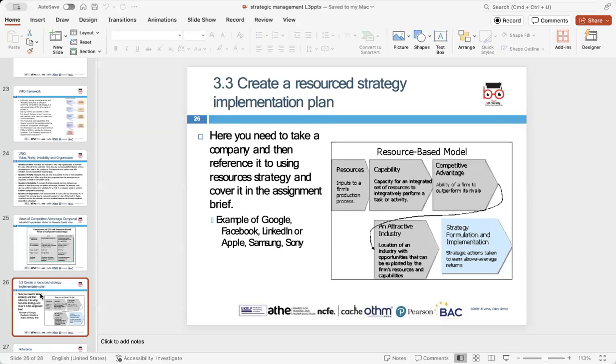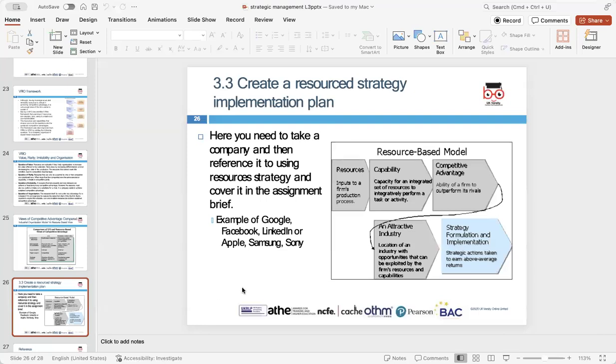So, create a resource strategy implementation plan. To implement a resource-based strategy, a firm must first identify and utilize its resources effectively. For example, companies like Google, Facebook, LinkedIn, Apple, Samsung, and Sony each use their unique resources to gain a competitive advantage.